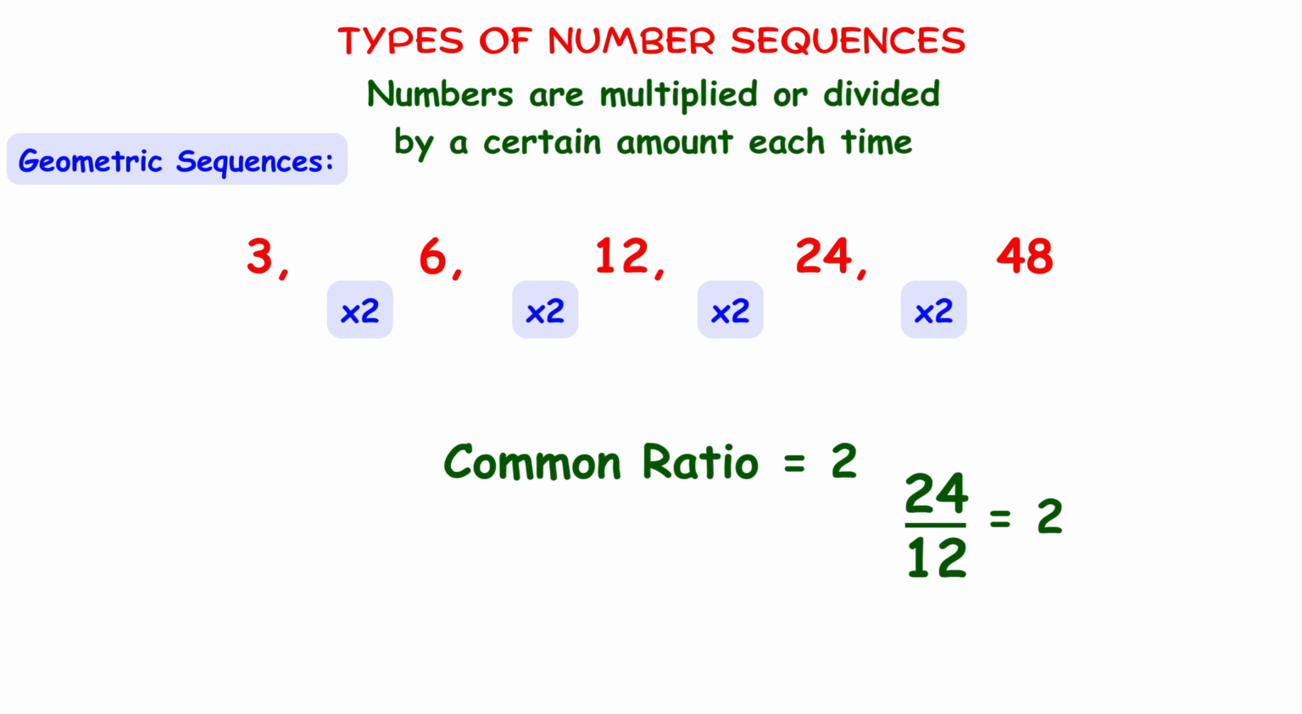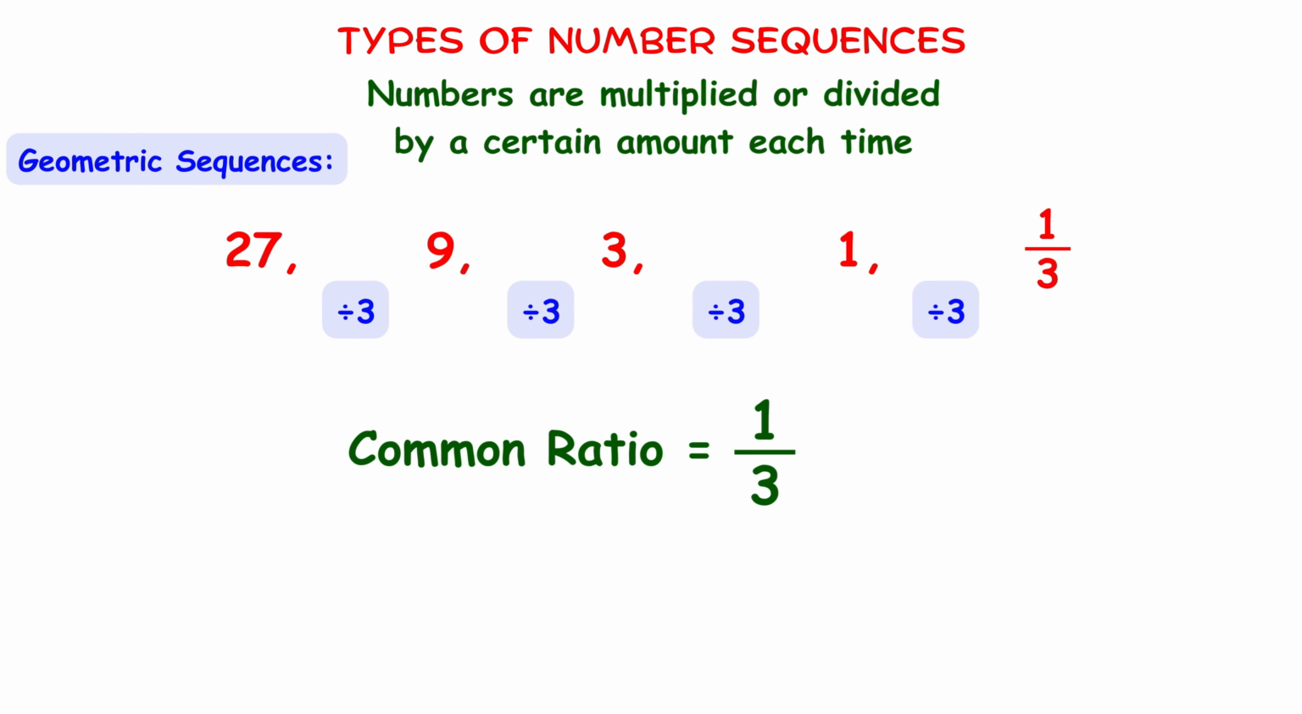For this last one, we can again start off by checking what the difference between each of the terms is. So minus 18, minus 6, minus 2, and minus 2/3. Because it's changing by a different amount each time, we know it can't be an arithmetic sequence. So next we need to check if it's a geometric sequence. To get from 27 to 9, we have to divide by 3, and yet from 9 to 3, we have to divide by 3 again, and then again to get to 1, and again to get to 1/3. So this is a geometric sequence because we're dividing by the same amount each time.